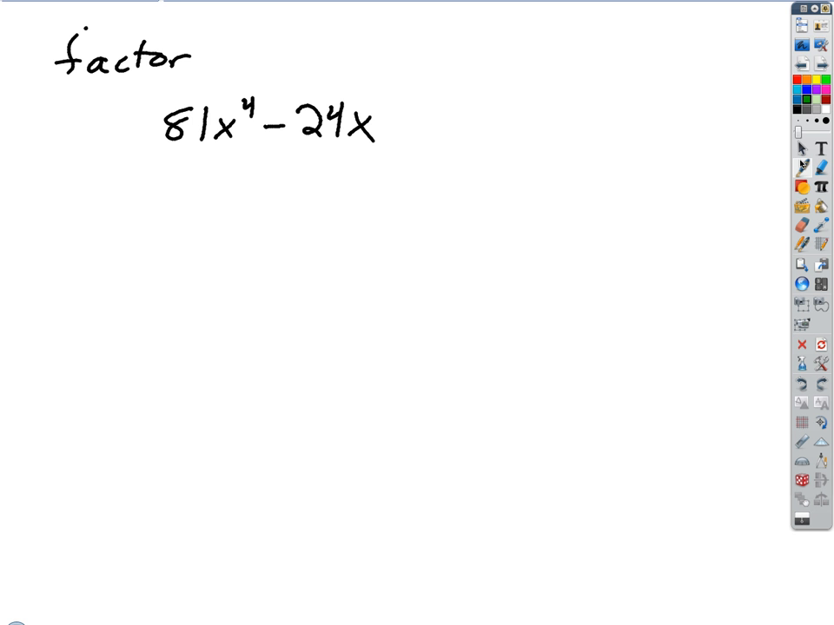Okay, so how could we do this one? Suggestions? We could take out an x, yeah. If I factor out an x, I'm left with x times the quantity 81x cubed minus 24. Now, what's the only hope really of being able to factor this? Which one is the only possible pattern it could fit?